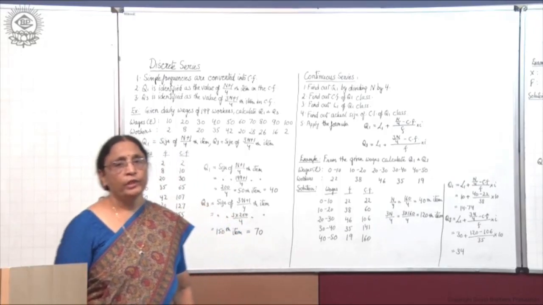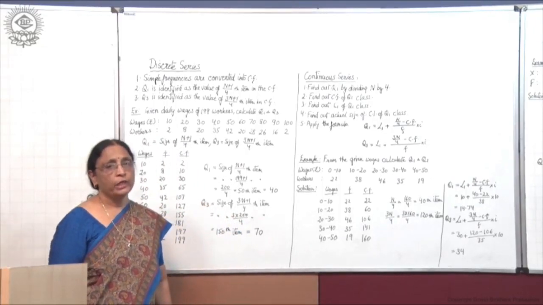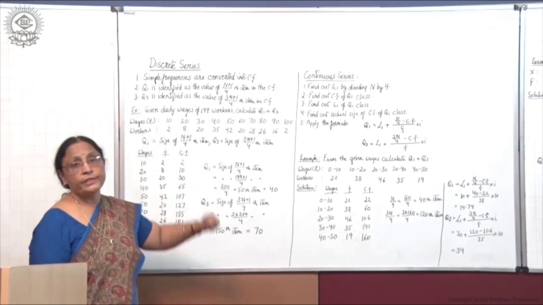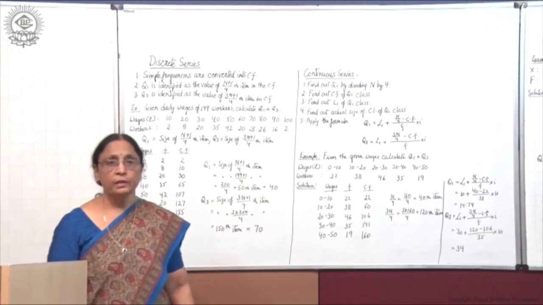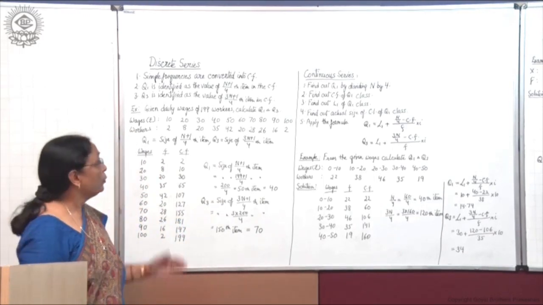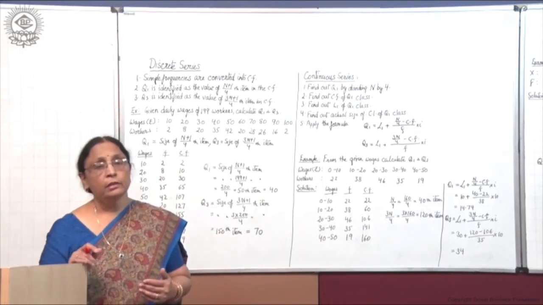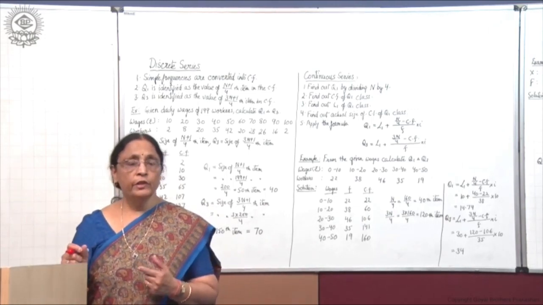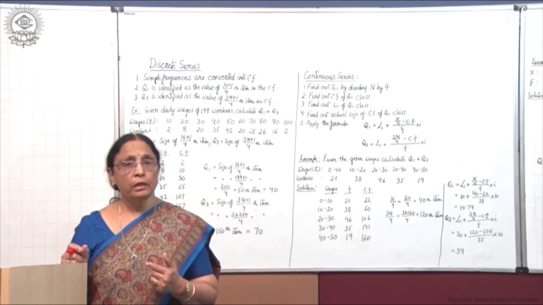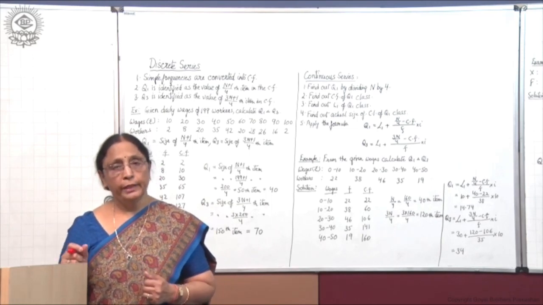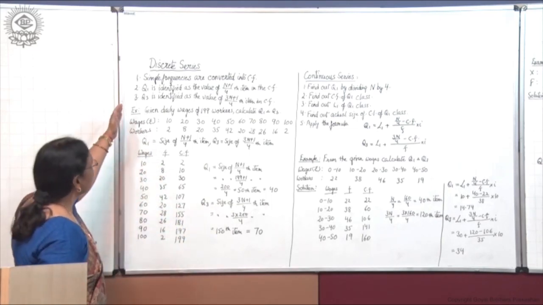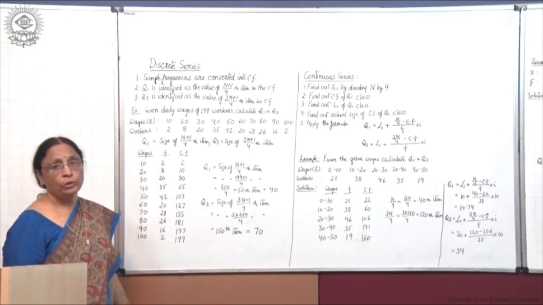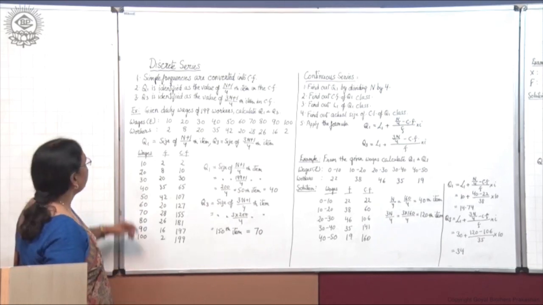Now children, after learning the calculation of quartiles in individual series, we move to discrete series. This is the second series, discrete series, in which you know very well that the frequency is given. Discrete series is group data in which frequencies are given along with the items. So in the discrete series, these are the steps you are supposed to follow to calculate quartiles.